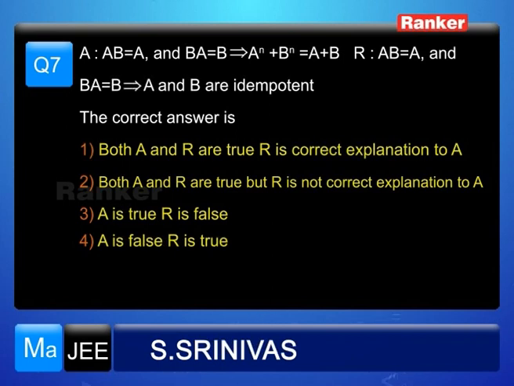Both A and R are true and R is the correct explanation to A. Both A and R are true but R is not the correct explanation to A. A is true but R is false. A is false but R is true.